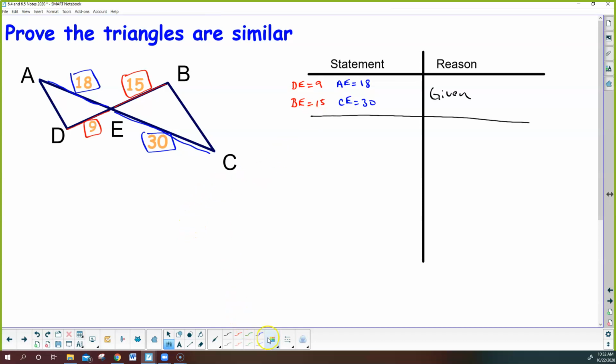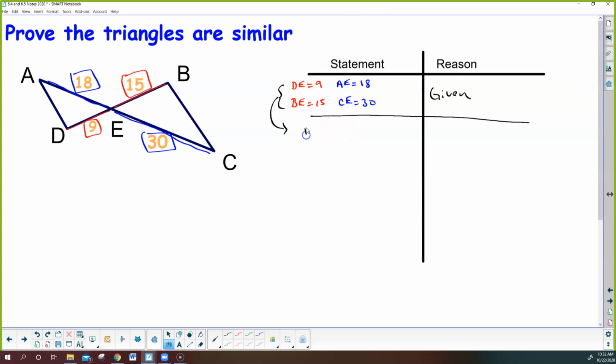Okay, so what do we do next? This is the tricky part. I only have two sides. Yes, I have a bow tie, and I've got vertical angles. If you want, you could state vertical angles right away, but I'd like to just use the given information to write my statement.